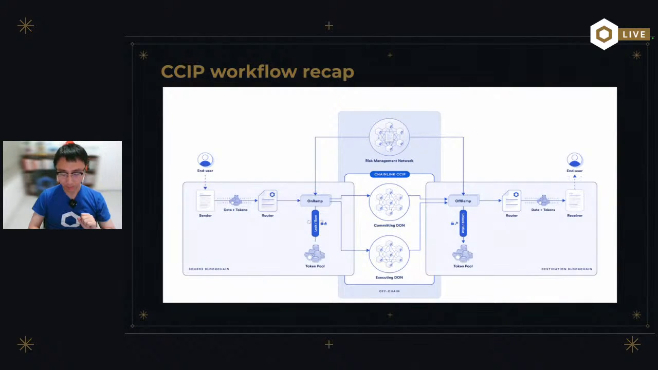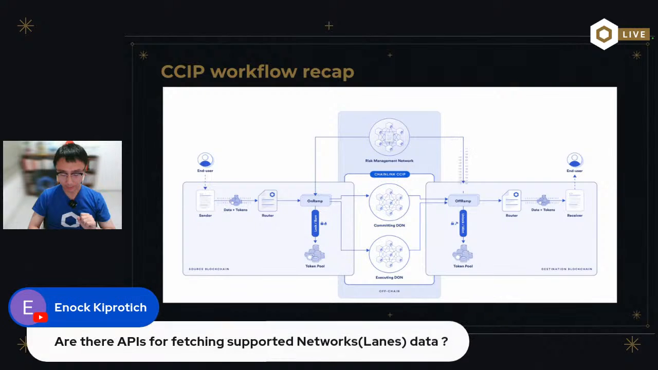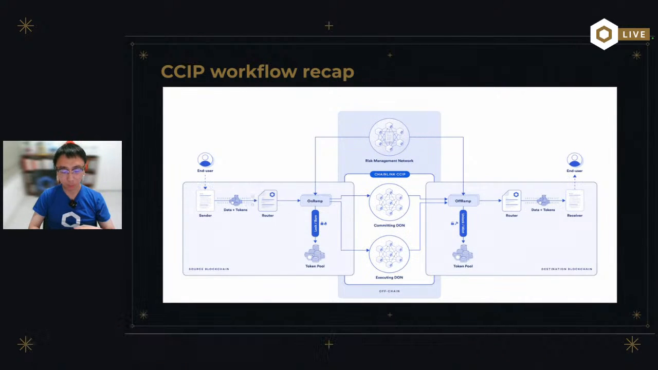Okay, so here is a new question. Let me show that. Are there APIs for fetching supported network links data? Yeah, we have some. Actually, that is not an API. It is a document from the Chainlink official website. You can check the supported lanes, and you can check the chain selector and any other necessary data for this blockchain. I will show you later in this workshop, and we will use that for our demo. Thanks for asking the question. Thank you, Enoch.